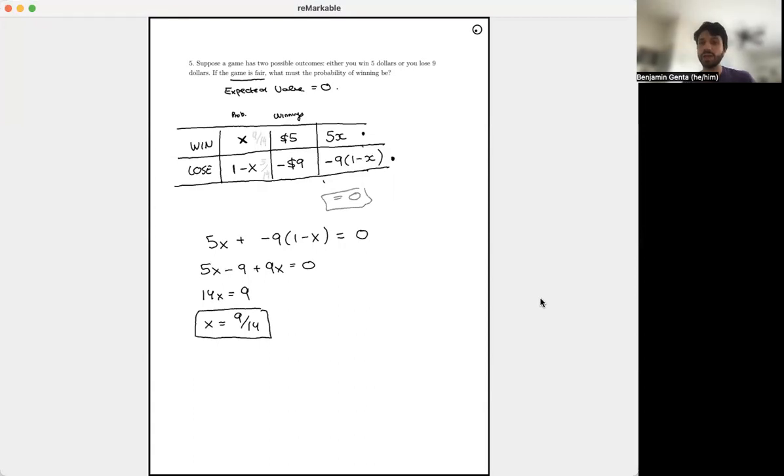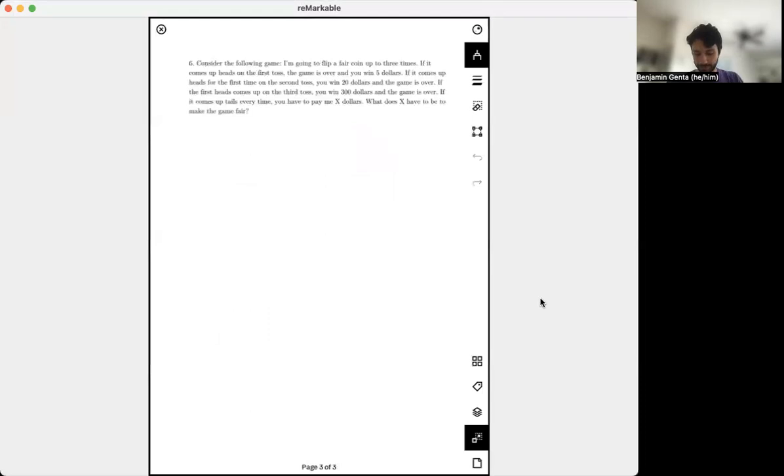So it makes sense. When you win less than when you lose more, you must think that it's more likely that you're going to win. And in fact, 9 over 14 is quite a bit more likely than 5 over 14. Okay, great. So let's move on to the last question.